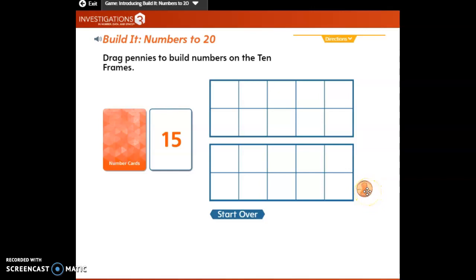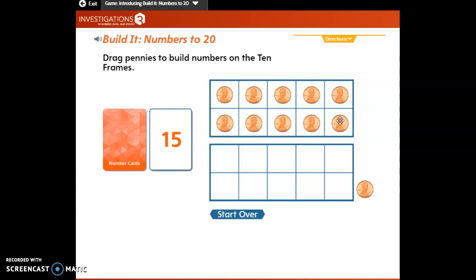I'm going to use this penny to build the number 15. I'm going to count as I do it. 1, count with me. 2, 3, 4, 5, 6, 7, 8, 9, and 10. I filled up my first 10 frame.